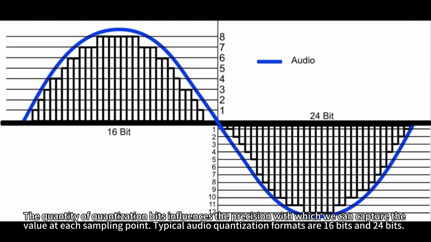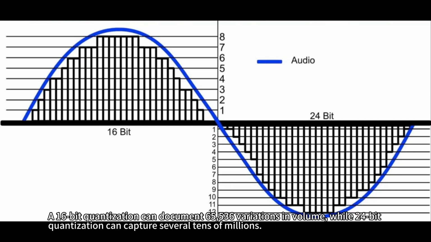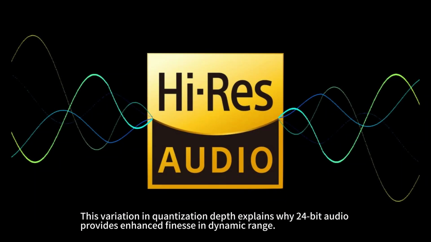The quantity of quantization bits influences the precision with which we can capture the value at each sampling point. Typical audio quantization formats are 16 bits and 24 bits. A 16-bit quantization can document 65,536 variations in volume, while 24-bit quantization can capture several tens of millions. This variation in quantization depth explains why 24-bit audio provides enhanced finesse in dynamic range.